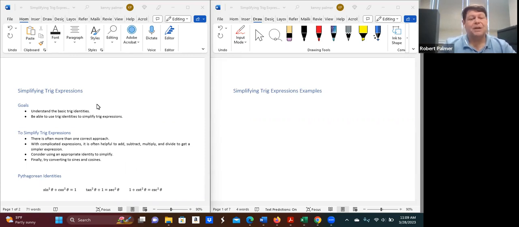Today, we'll talk a bit about simplifying trig expressions. So we want to understand some basic identities, relationships, and then also how to use them to simplify, to practice simplifying trig expressions. So first, let's talk about some basic identities.